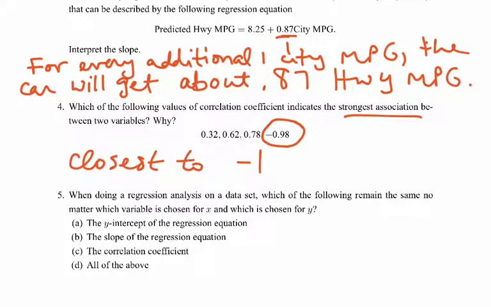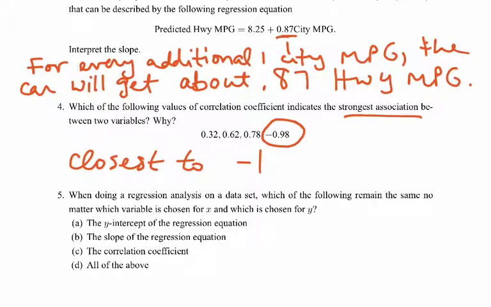So don't forget, even if they're negative values, you want to think of it like a magnet. The negative 1 pulls it towards the negative 1. 1 would pull numbers towards that. So whichever one's closer to either positive or negative 1 distance-wise, that's going to have the strongest association.